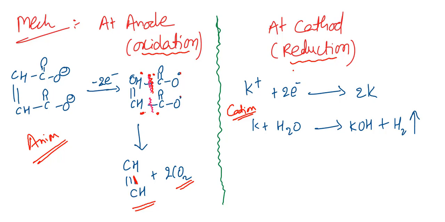At cathode, reduction reaction means gaining of electron. The K+ takes an electron and forms potassium. The potassium reacts with water and produces hydrogen gas. Finally, the question may ask that in the electrolysis reaction of this, what are the products at cathode and anode? So here at anode, the byproduct carbon dioxide is released. At cathode, hydrogen is released. The main product acetylene is formed at anode. Okay, these are the short questions.